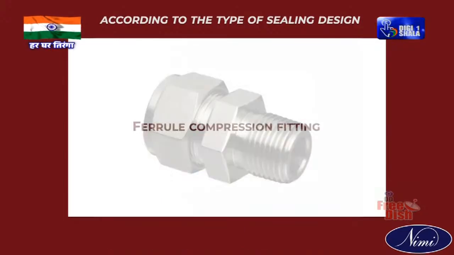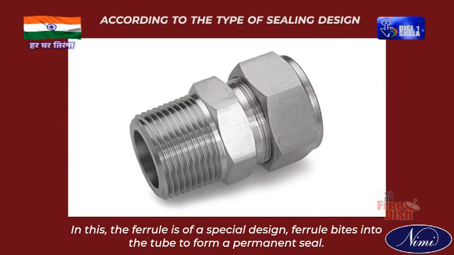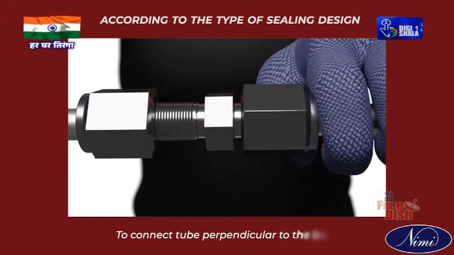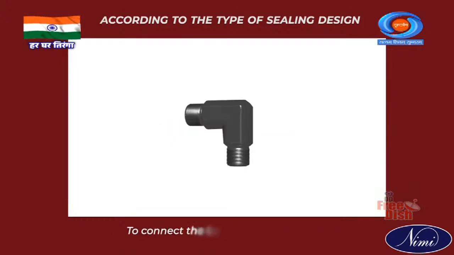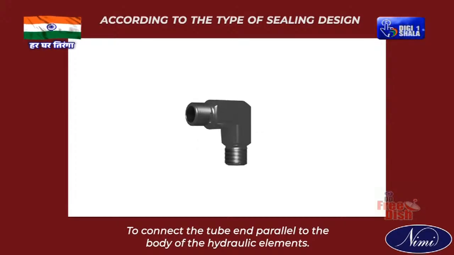Ferrule compression fitting. In this, the ferrule is of a special design. The ferrule bites into the tube to form a permanent seal. Straight connector, to connect the tube perpendicular to the body. Elbow connector, to connect the tube end parallel to the body of the hydraulic elements.